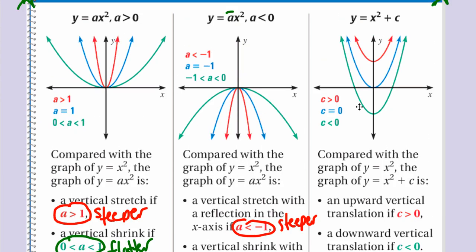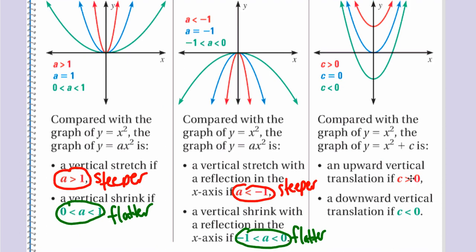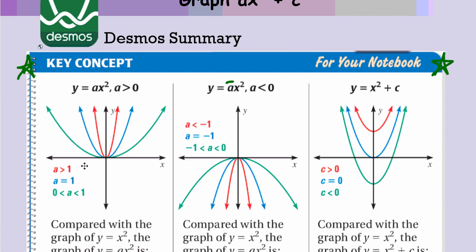And the last part, C moves the graph up and down. If C is positive, it's up. If C is negative, it moves the graph down. So this is just a nice little summary table.